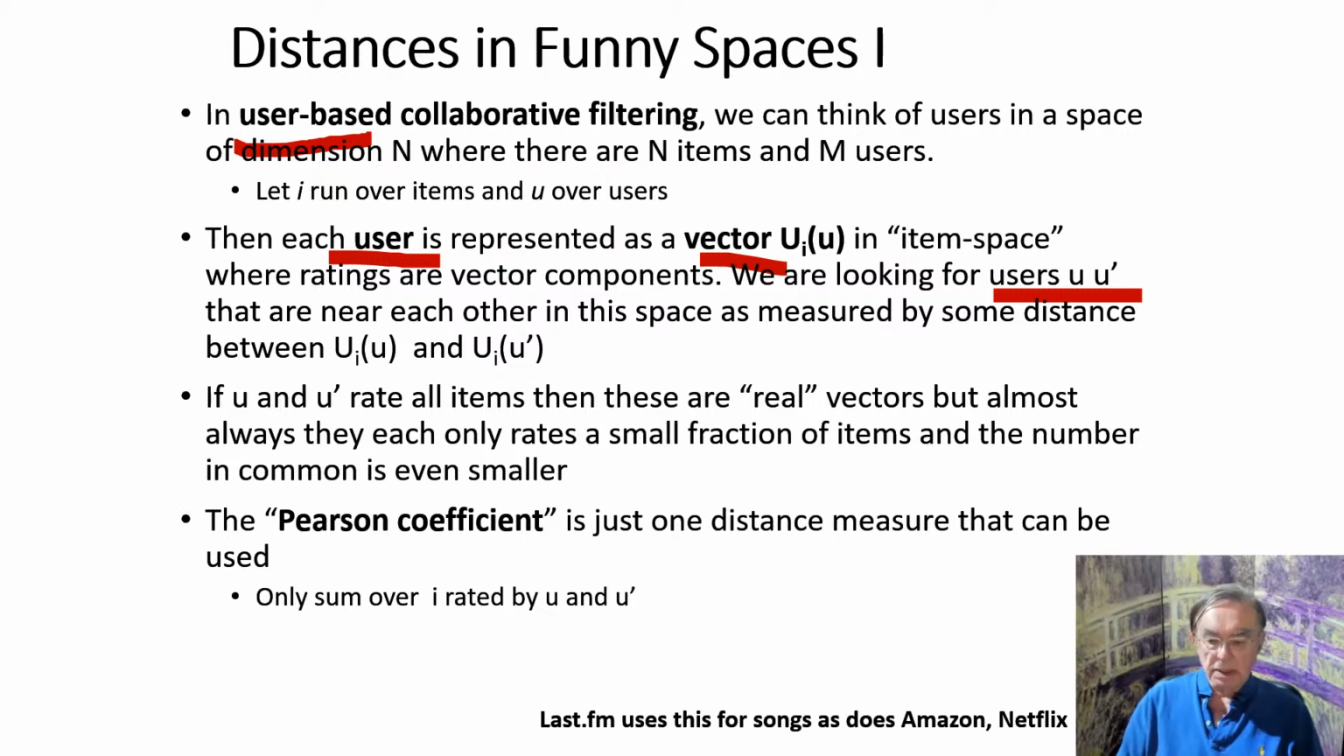So that's why I said the number in common is pretty small. And the Pearson coefficient is ingeniously designed to be a distance measure that only sums over the items that are seen by both users. So this technique is used in practice for songs by Last.fm, Netflix, and so on.